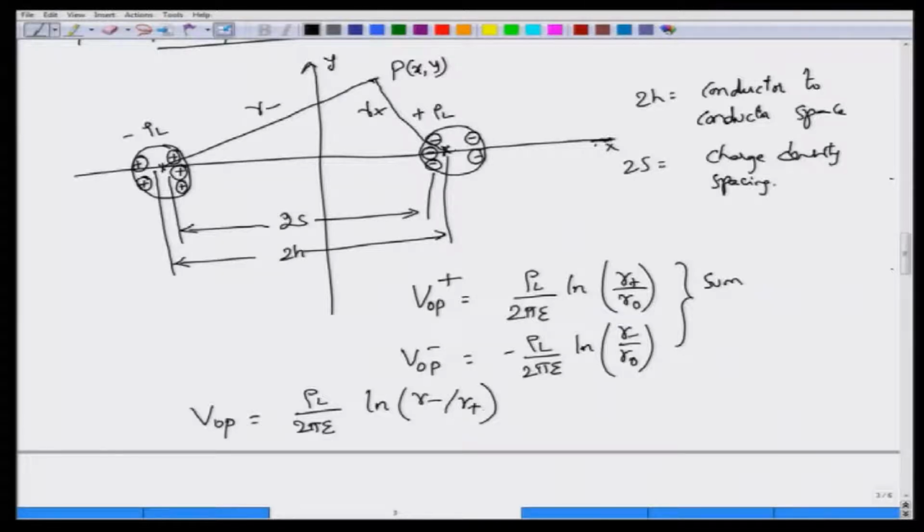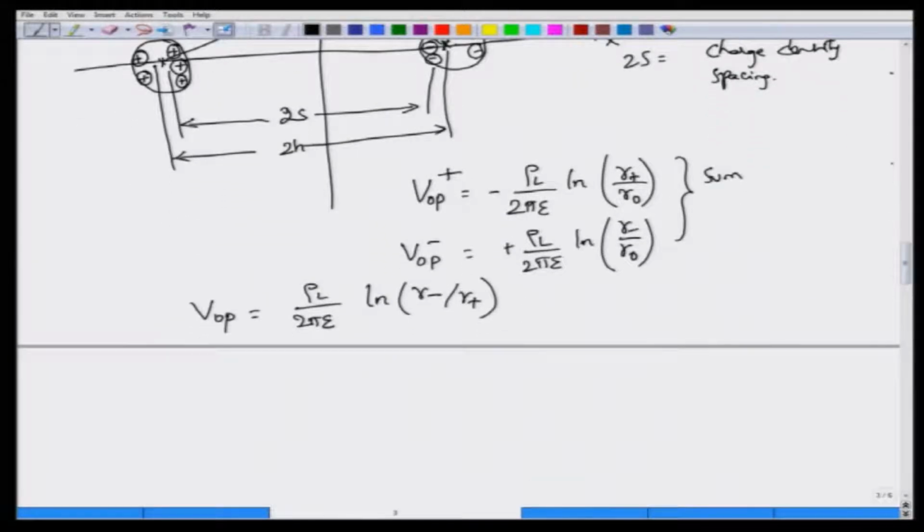The potential here is plus, the potential here is minus. This is because of the 1 by r dependence. So the potential due to the plus charge density is rho L by 2 pi epsilon log of r 0 by r plus, whereas the potential because of the minus charge density is rho L by 2 pi epsilon log of r minus by r 0. So when you sum these two potentials, VOP, that would be log of r minus by r plus.